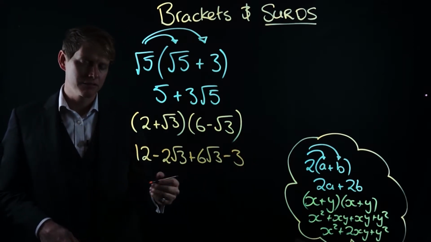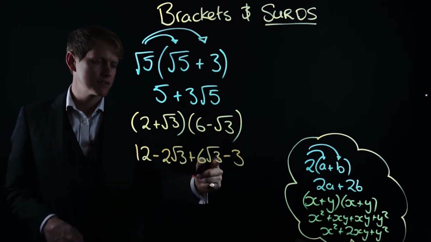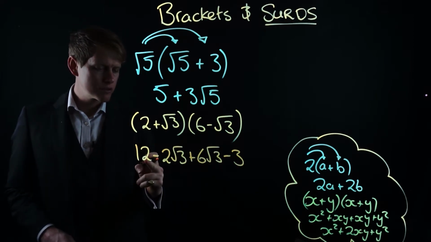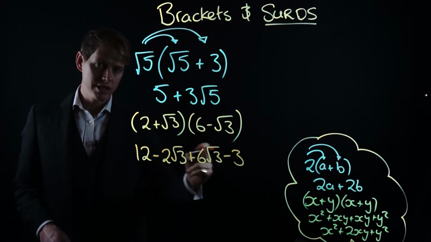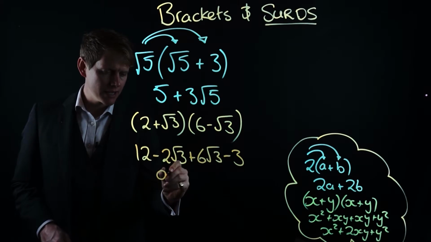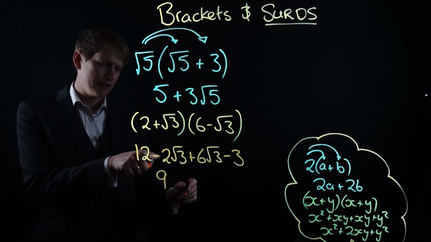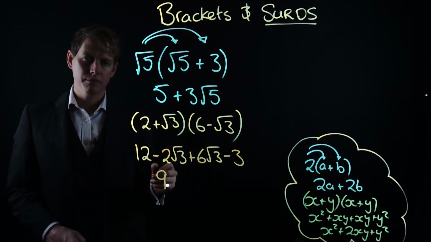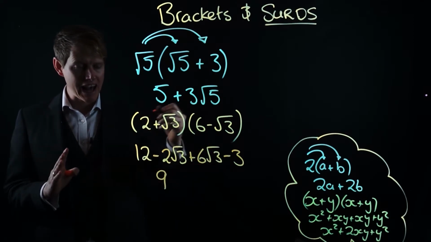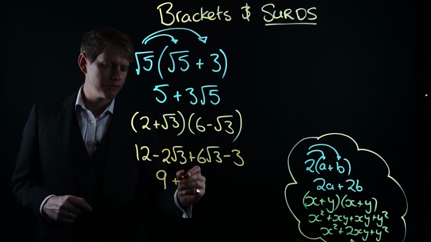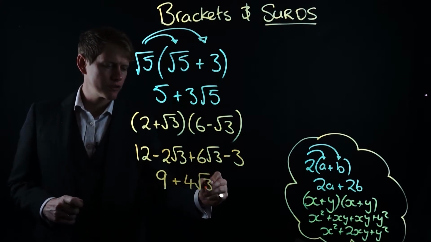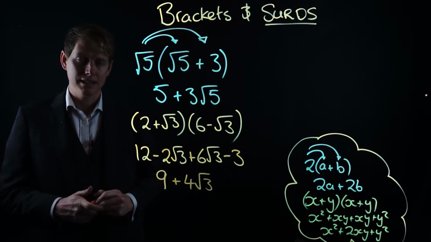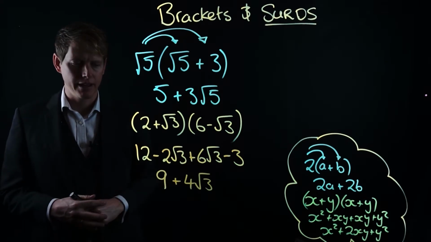Okay, can I simplify this? Yes, I can. I see like terms here and here. 12 subtract 3, 12 take away 3 is 9. And negative 2 root 3 plus 6 root 3. I'm thinking I'm starting at negative 2, I'm adding 6, I get to 4 root 3. And that is my solution. I can't simplify it anymore.